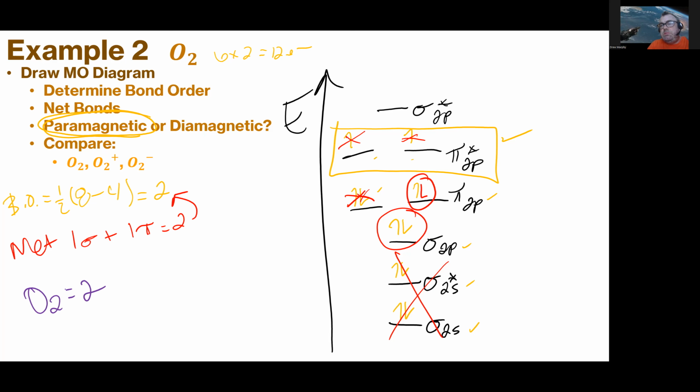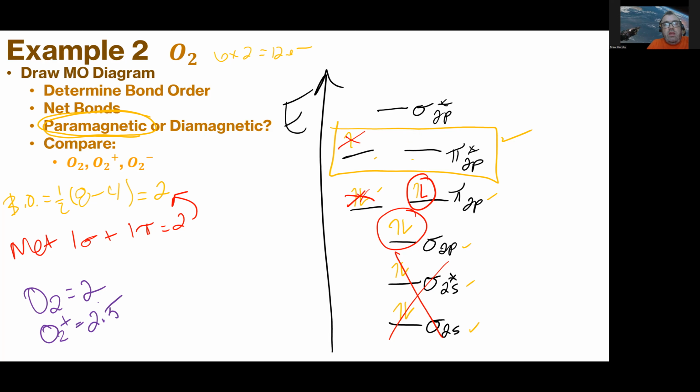O2 plus means we've lost an electron. So the last one to go in is the first one to come out. So that's this one. Okay. We took an anti-bonding electron out, so our bond order goes up by a half. So O2 plus is 2.5.